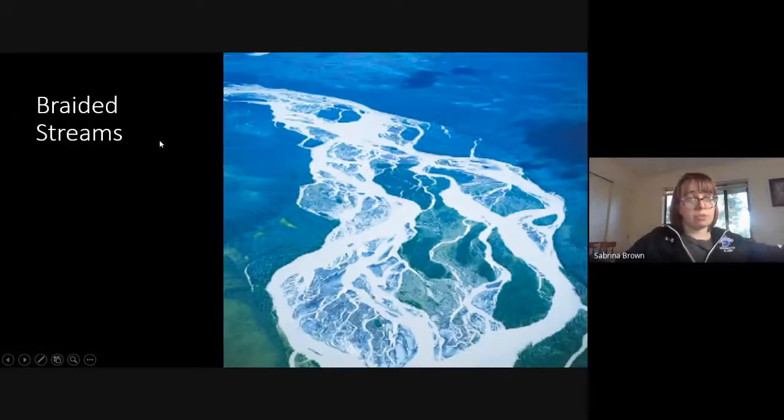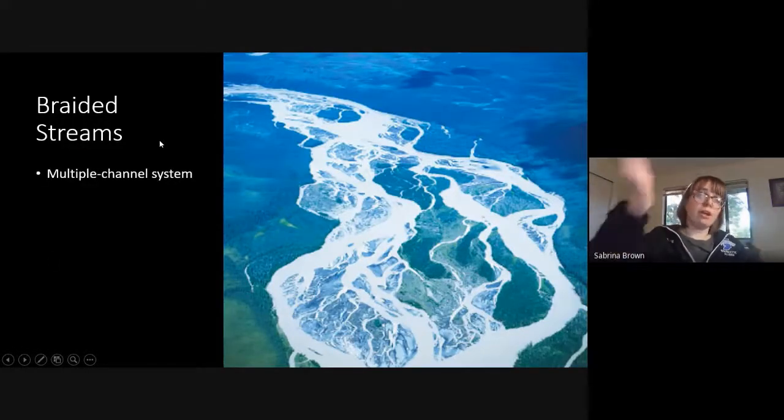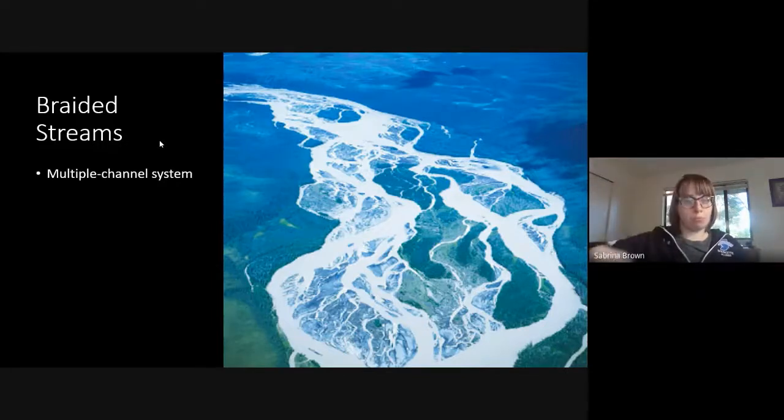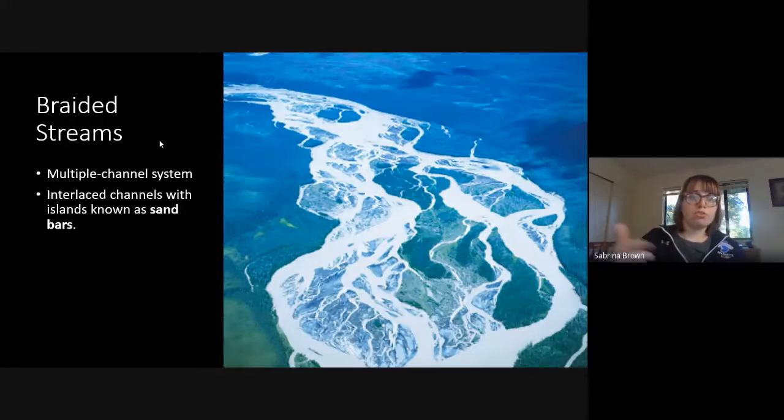All right, so we have meandering streams as one classification. The other classification is braided streams. And braided streams are a river that has multiple channels, right? So our meandering streams largely have one channel. In our braided streams, there's multiple channels, and they're called braided, just like you have multiple pieces that you braid together when you make a braid. Same idea, you have multiple channels that are braided or woven together. So the channels are actually interlaced, and in between those, we have islands, which are called sandbars.